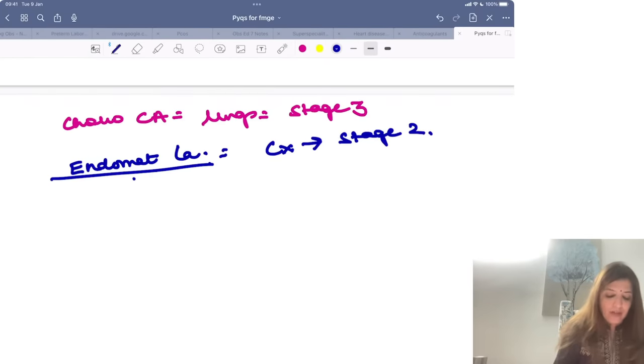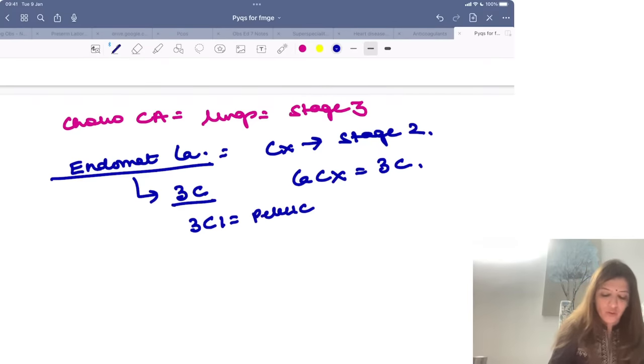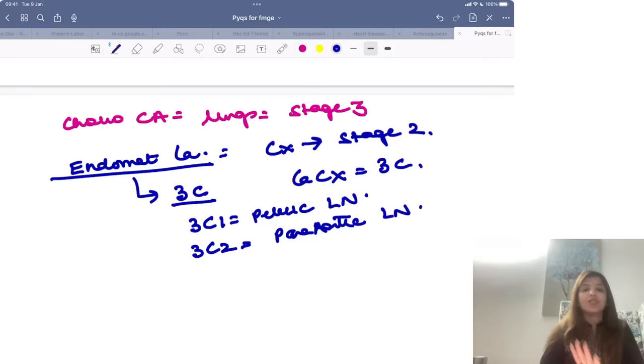Now, the stage 3C of endometrial cancer and the stage 3C of cancer cervix are the same. Remember, 3C1 means pelvic lymph node involvement, 3C2 means para-aortic lymph node involvement. Right? Questions will come from these only, not beyond these.